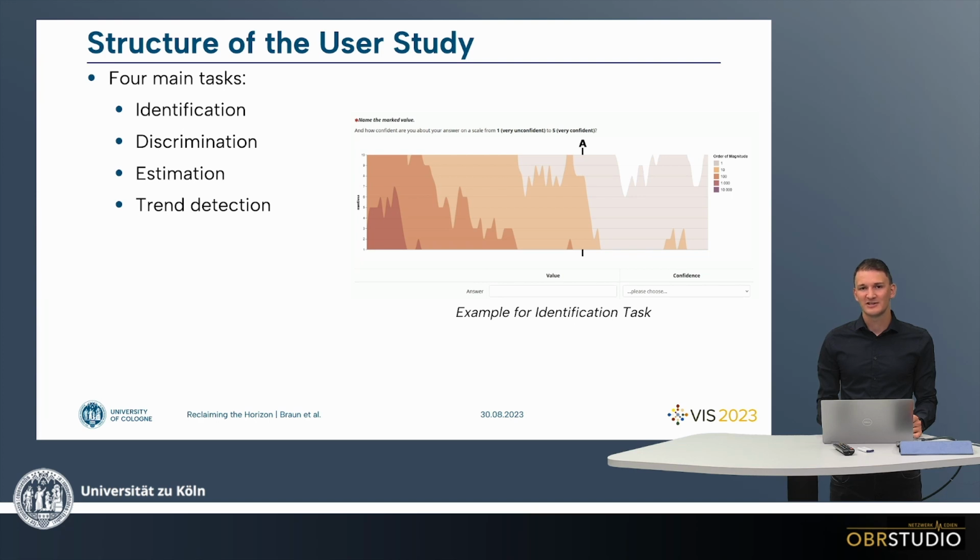In the identification task, the participants had to read individual values. Whereas in the discrimination task, they had to decide which of two values was larger. In the estimation task, they had to determine the exact value difference. The last task was to detect specific trends.